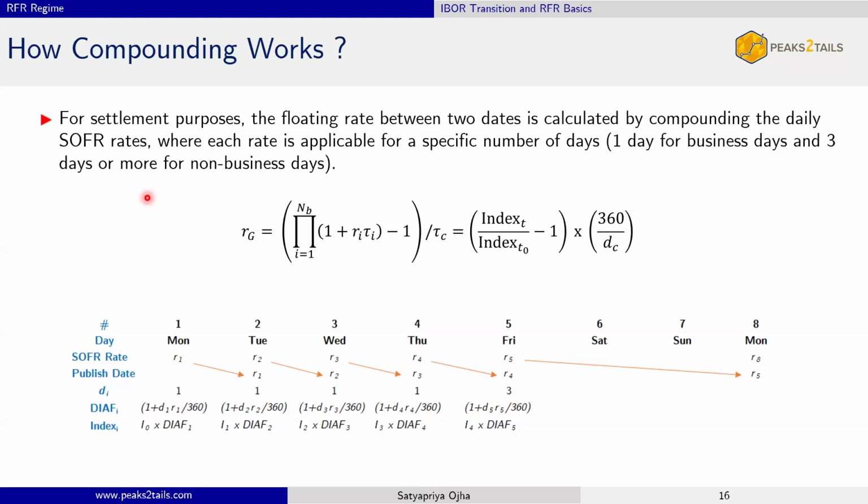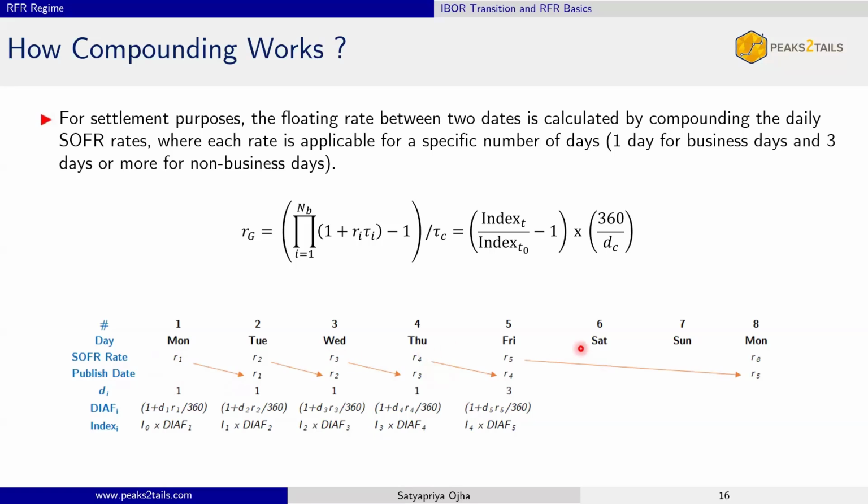The floating rate. So let me walk you through a little bit more on this topic, and then you'll be able to understand. From a settlement perspective, as we discussed, how do we calculate the floating coupon? I said that we have to compound the daily published SOFR rates and then calculate the floating rate that way. So this is a simple example. I'll show you the actual working example in Excel.